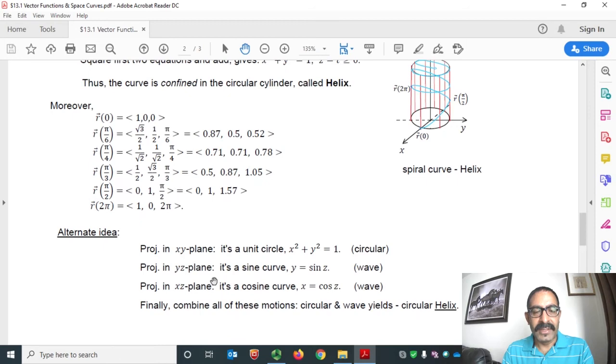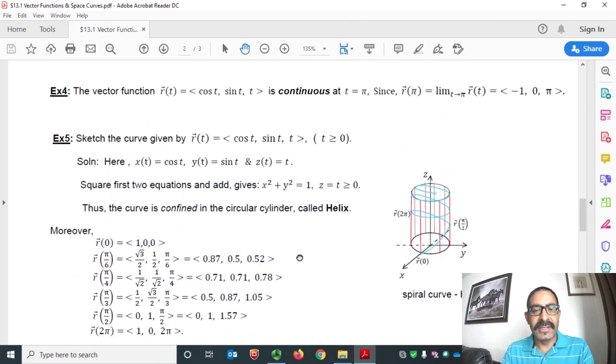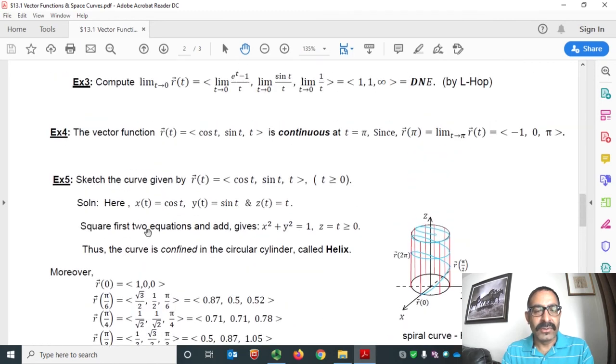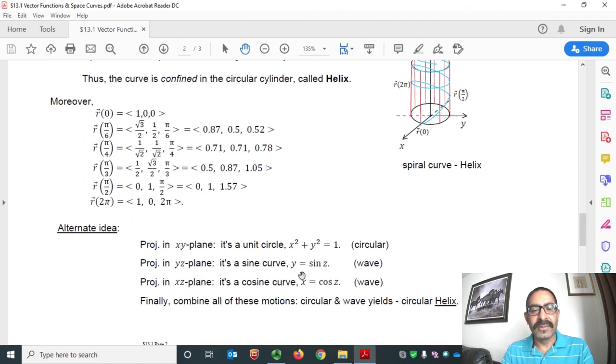Project in the yz plane, it's a sine curve, y equals sine z. Project in the yz plane, so x is 0. So x equals 0, then y equals simply sine z. Then that's a sine curve in the yz plane. So its motion is wave motion. Similarly, in the xz plane, it's a cosine curve.